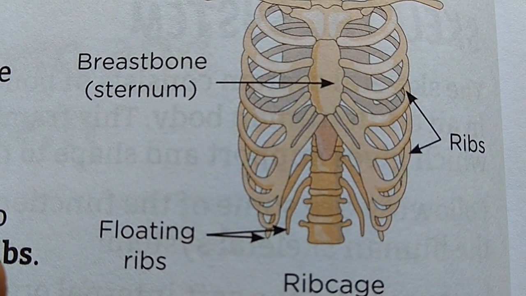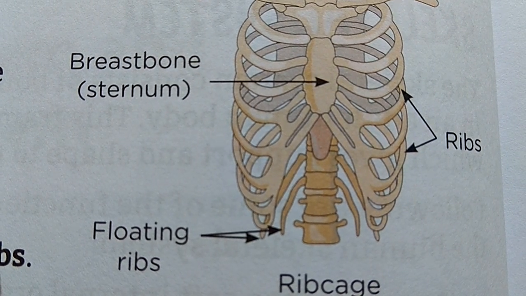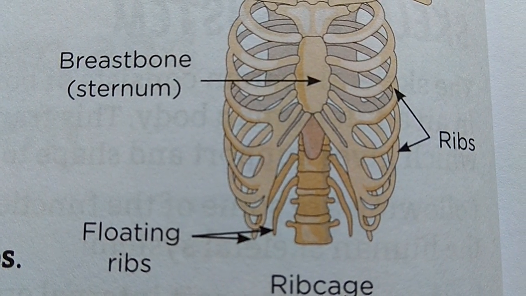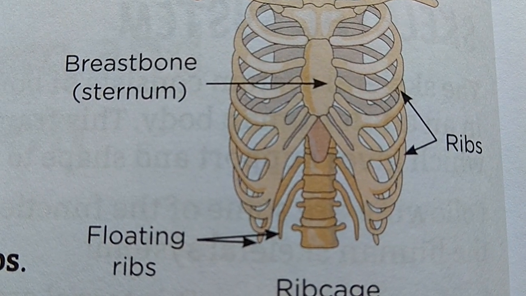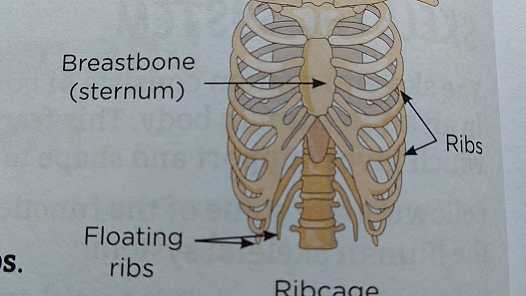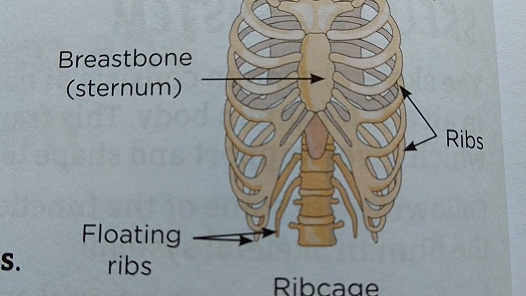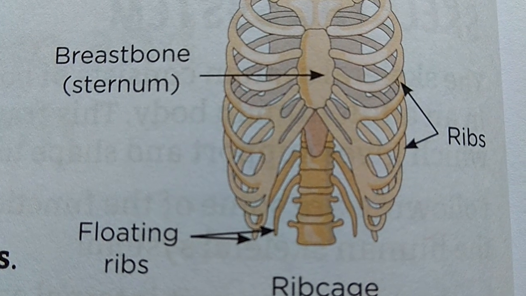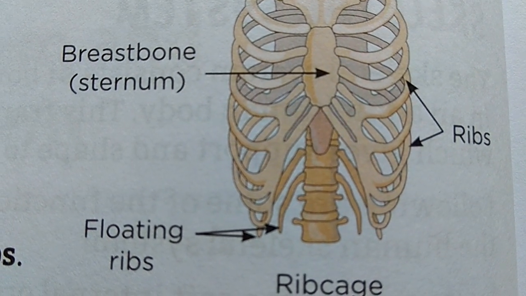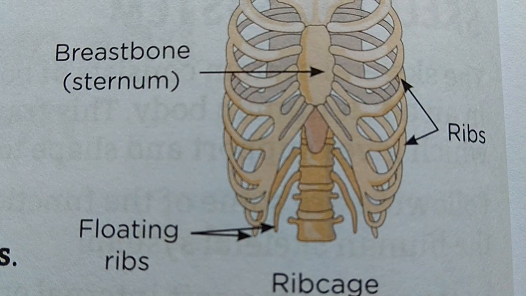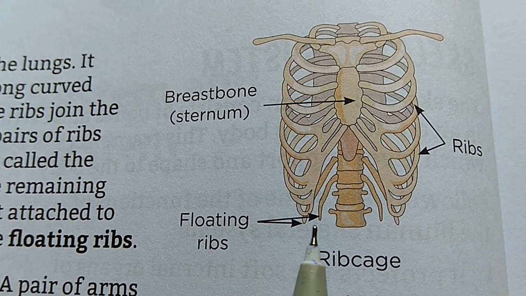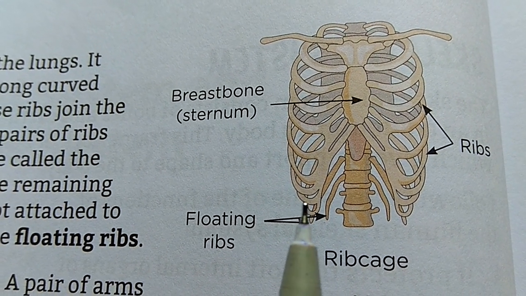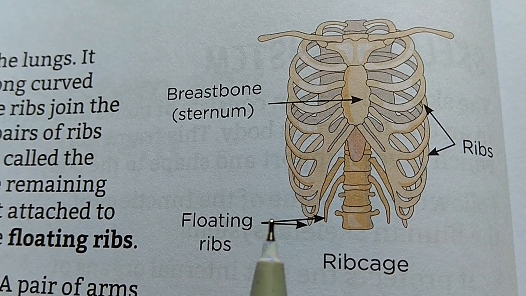But only 10 pairs of ribs are attached to the breastbone, which is also known as the sternum, which is present in the front. Only the last 2 pairs of ribs are not attached to the sternum in the front, and they are known as floating ribs. As you can see in the diagram, the last 2 pairs are not attached and the remaining 10 pairs are attached to the sternum.